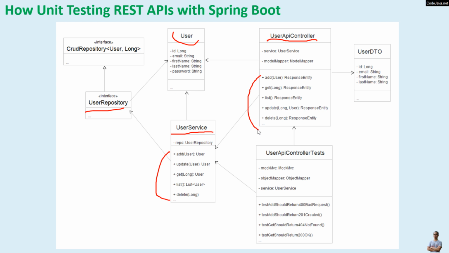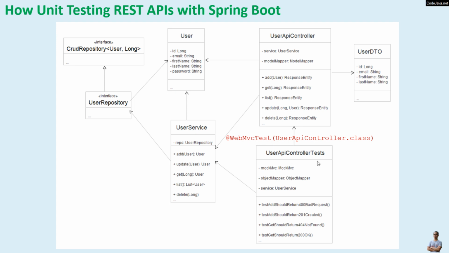And now for unit testing the REST APIs, or in other words, unit testing the REST controller, we need to code a new test class named UserApiControllerTest, and we need to use the WebMvcTest annotation to load the test class, and use the MockBean annotation provided by the Mockito framework in order to create a mock object of type UserService, which is used by the UserApiController. Let me explain to you.